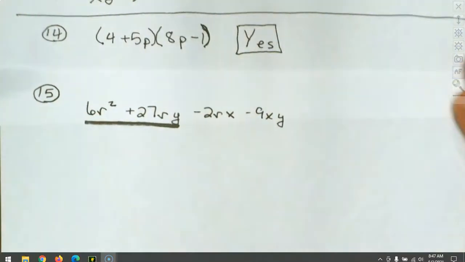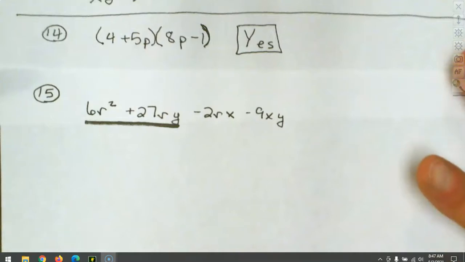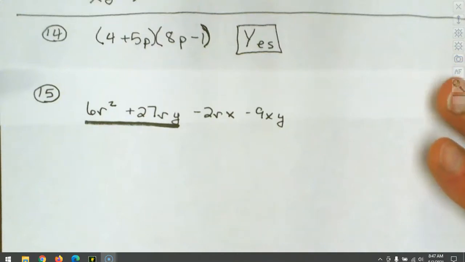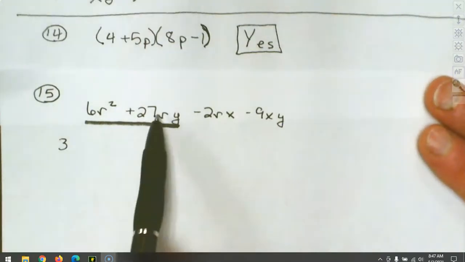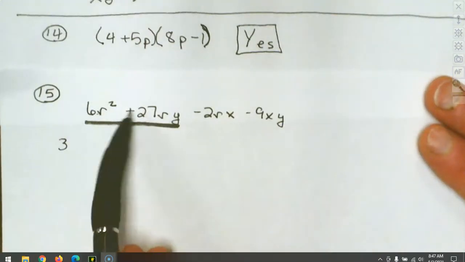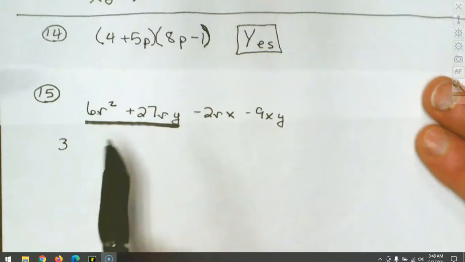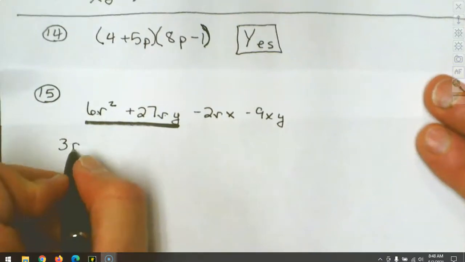And the first two pieces, 6 and 27. So what number's in common with both a 6 and a 27? 6 and 27 have a 3 in common, right? Okay, so we'll factor out that 3. And then we look at the variables. These both have an r in common. So we're going to take out a 3r.